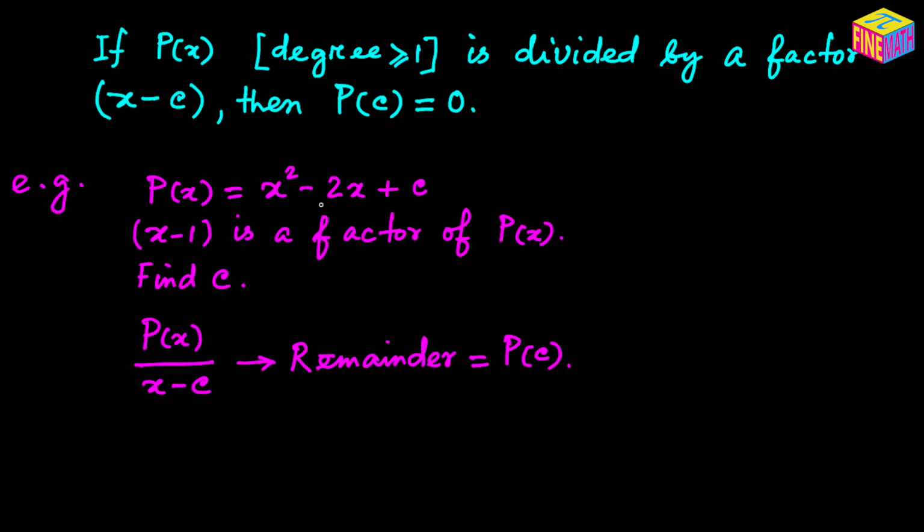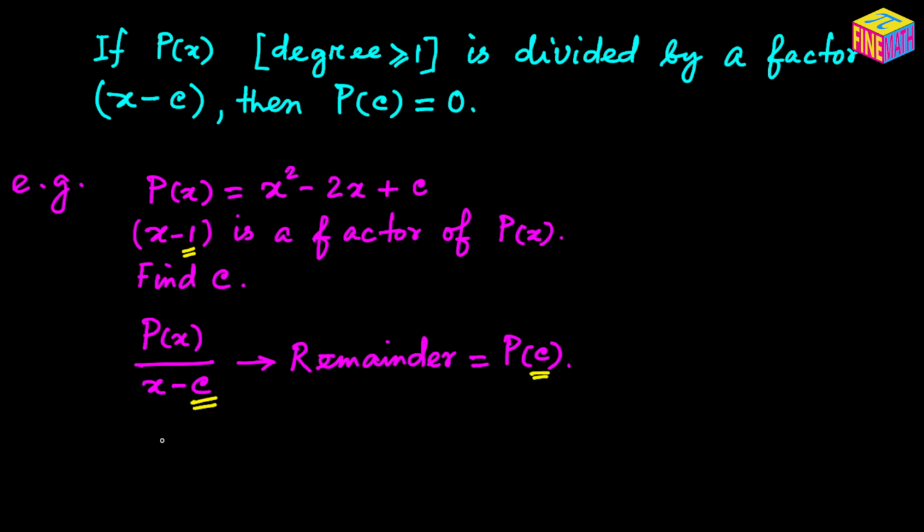So when x squared minus 2x plus c is divided by x minus 1, it is going to leave a remainder of p of 1, because if you see right here in the remainder theorem, this c and this 1 are equivalent. We are going to divide the polynomial by x minus 1, but in the theorem we divide it by x minus c. So this c and the 1 are kind of equivalent. So wherever we have c, we are going to use 1 for this particular example, right? So now let's continue with the example.